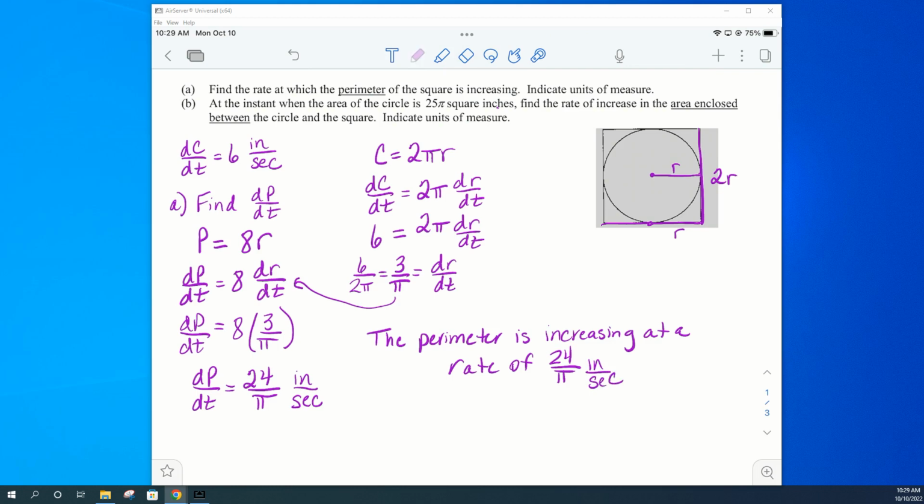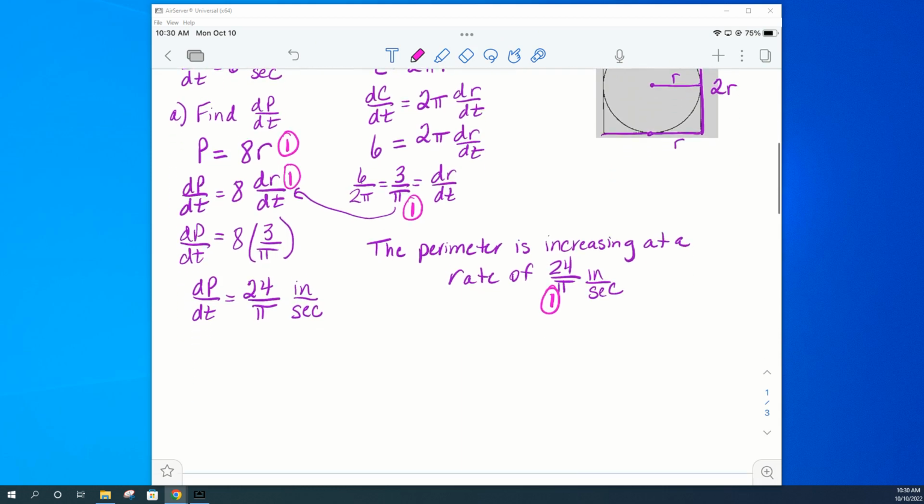Okay, so here's the point count. Your relating equation is worth 1. Then you have to solve for dr dt, and you would get a point there. For taking the correct derivative, you would get a point. And then you have a final point for the answer and the units. Again, if you did it differently, where you solved and got the perimeter in terms of c, you could do that. And then if you took the derivative correctly, then you'd get a point for that, etc. So those are those 4 points.